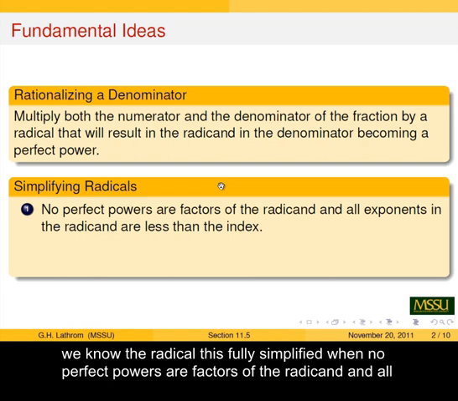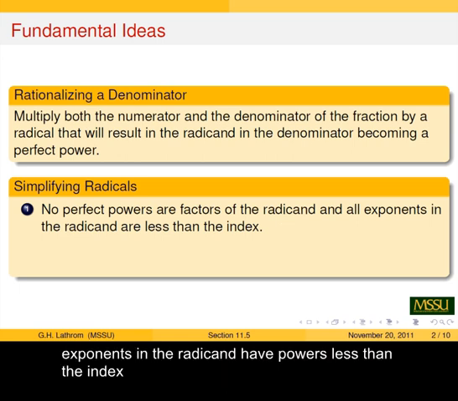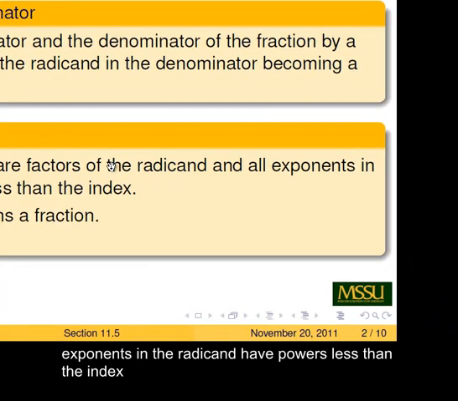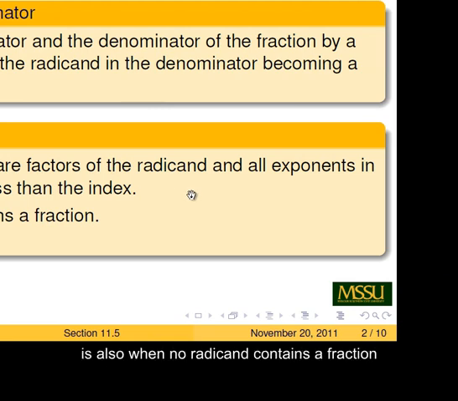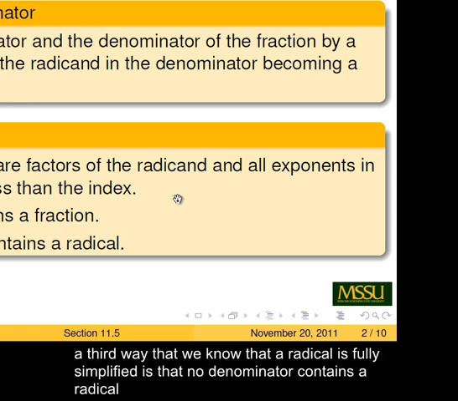We know that a radical is fully simplified when no perfect powers are factors of the radicand and all exponents in the radicand are less than the index. It is also fully simplified when no radicand contains a fraction. The third way that we know that a radical is fully simplified is that no denominator contains a radical.